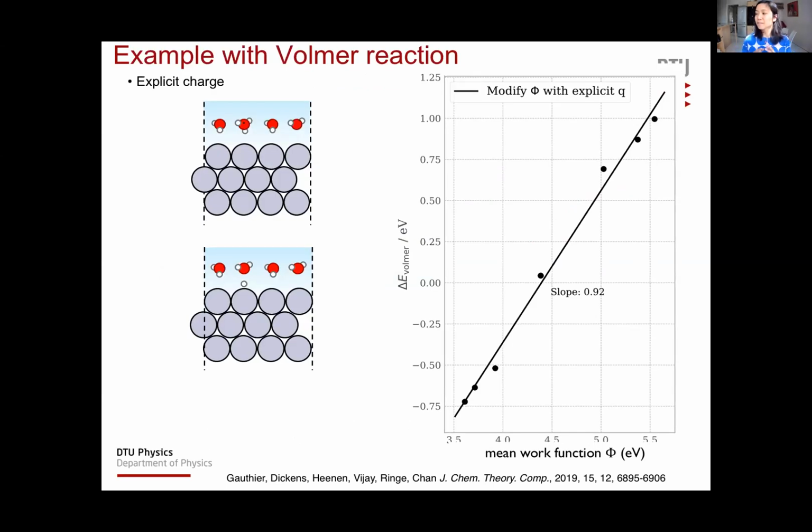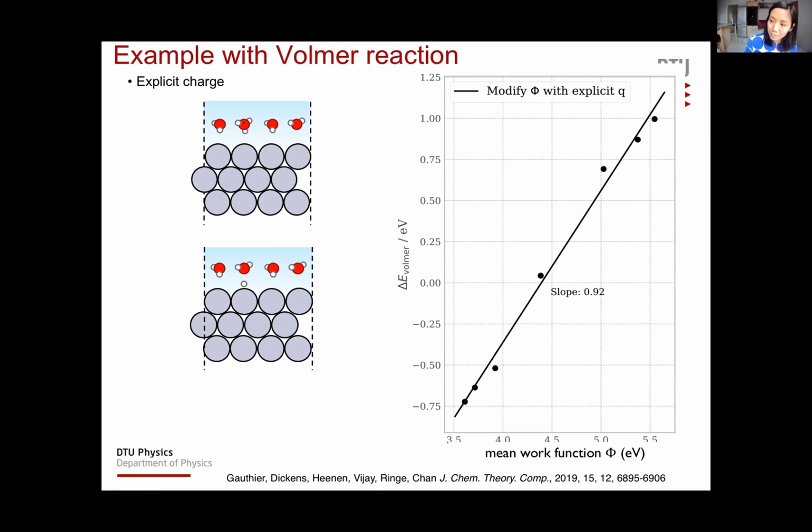And let us consider then the Volmer reaction, which is the simplest proton-electron transfer. And this is a proton-electron transfer to the surface as follows. And so let us first consider the case where we only have explicit charge. And one of the ways then to modify the driving force is to change the concentration of charge, or to look at the reaction energetics as a function of cell size. And if we are to do so, then we obtain a relationship between the energy and the mean work function.